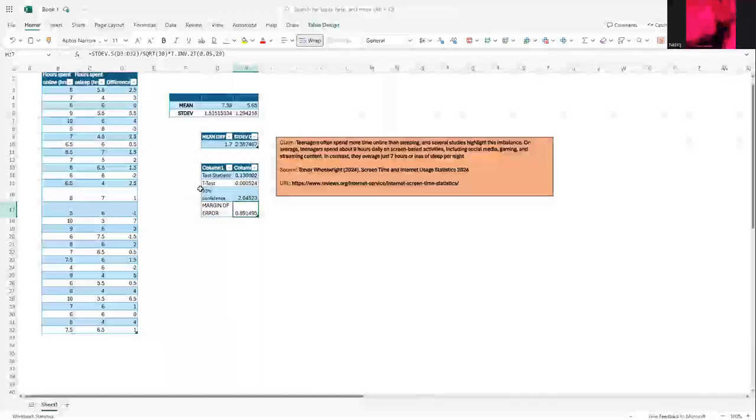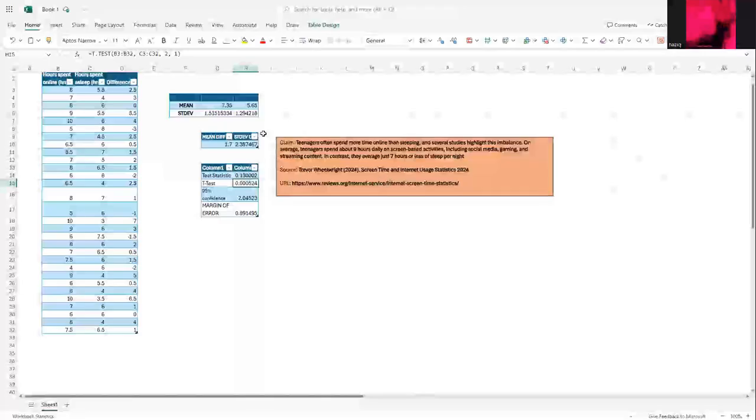And yeah, next moving on to the test statistic, which I used this, and I got this value, and the t-test, which I used B3 to B32, C3 to C32. I used the two-tailed test for this, and yeah.